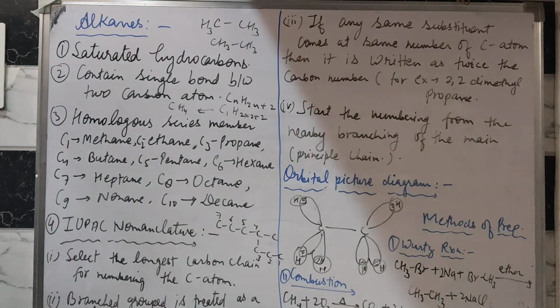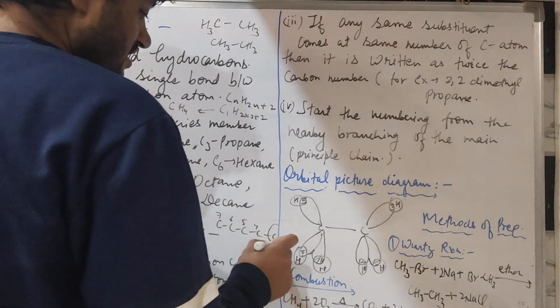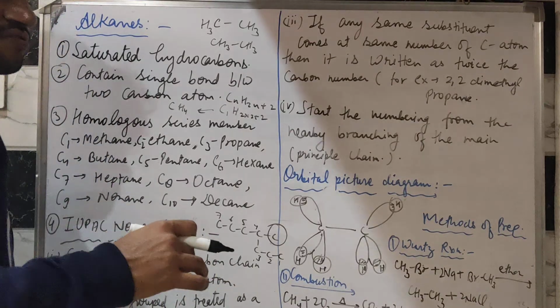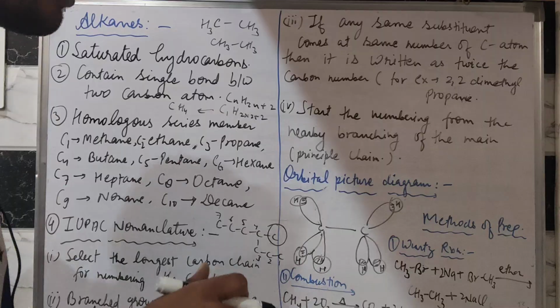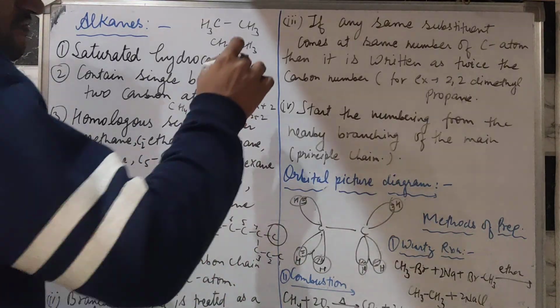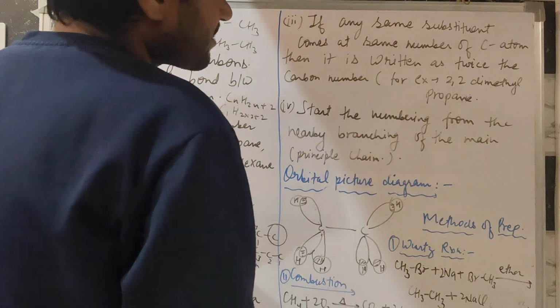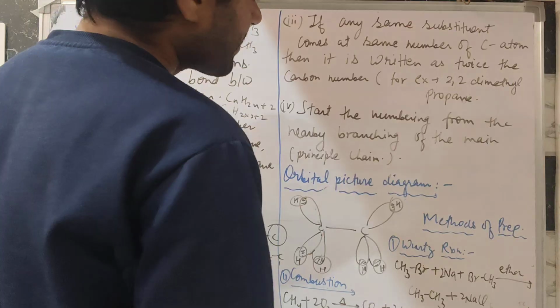Next, a branch chain group is treated as a substituent. Only the branch chain, for example this carbon should have hydrogen, so this is treated as a substituent: the remaining part except the principal chain. Third point: if the same substituent comes at the same carbon atom, then it is written twice in the carbon numbering. For example, 2,2-dimethylpropane.